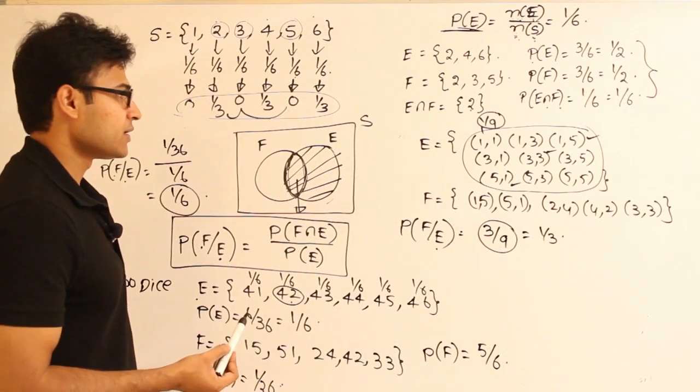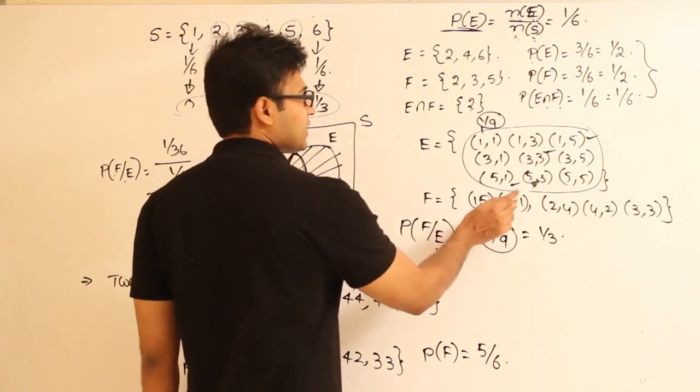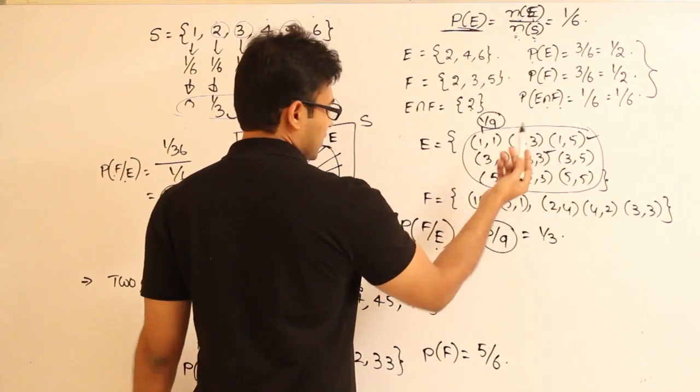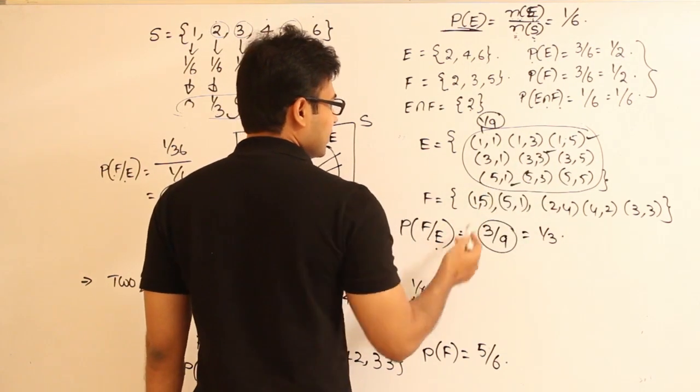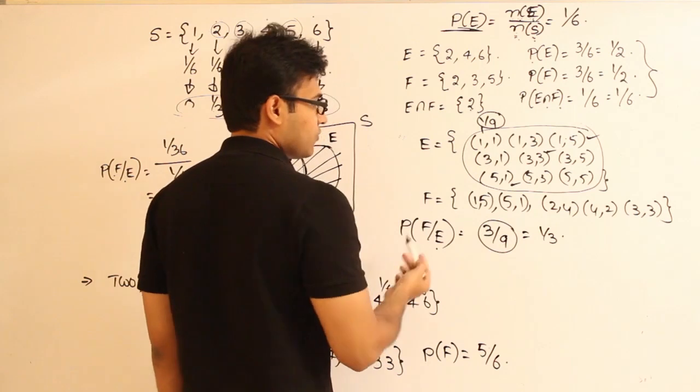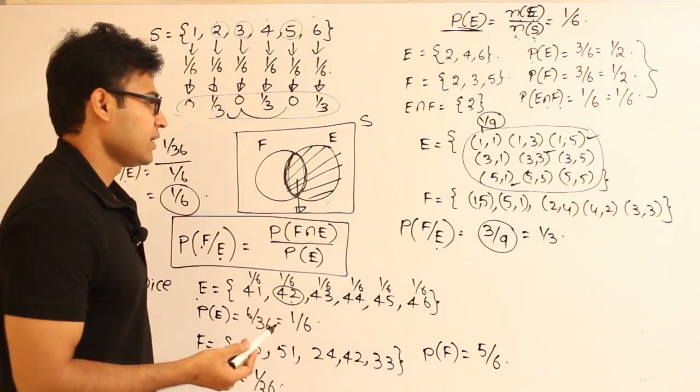Otherwise, what is the other method? You can find out the intersection part. We did the same thing, right? What is the intersection part? The intersection part is 3, and the total is 9. Therefore 3 by 9, again we get 1 by 3.